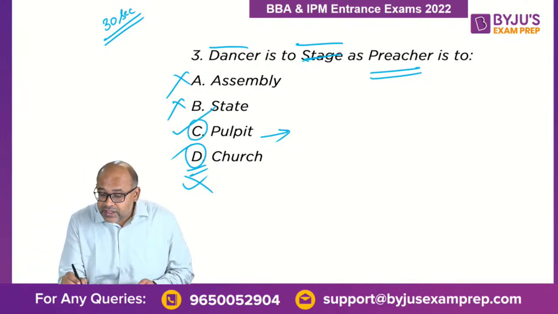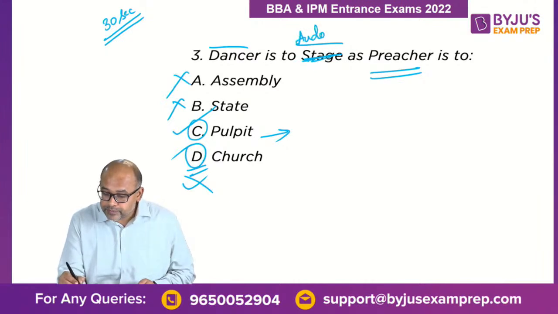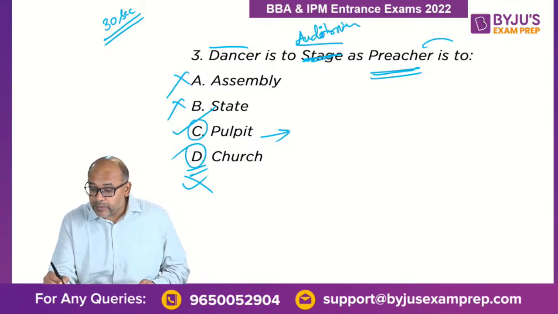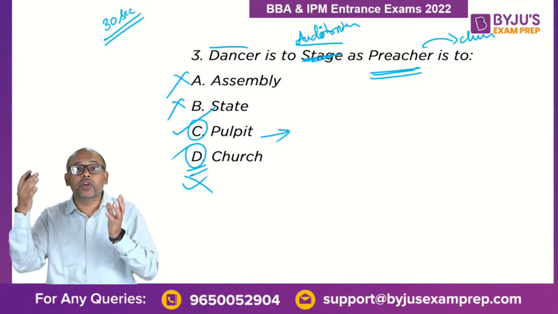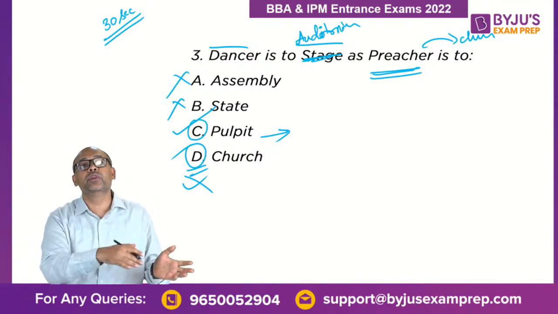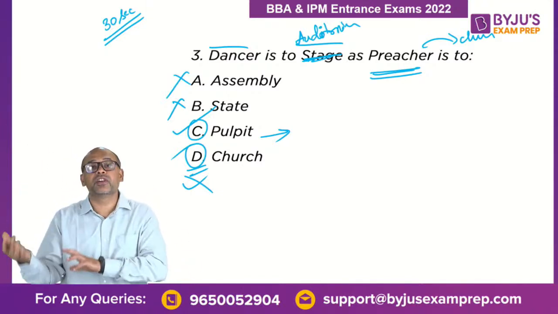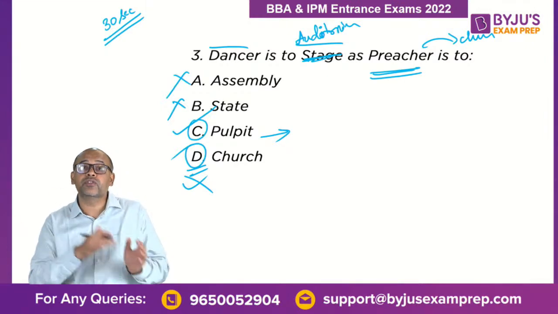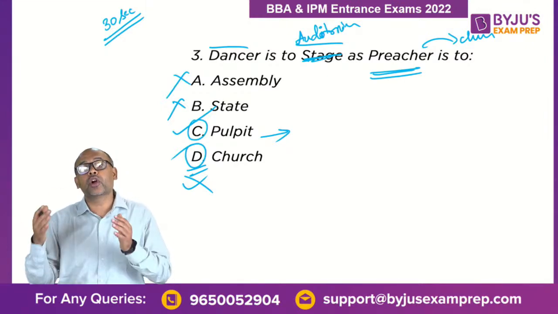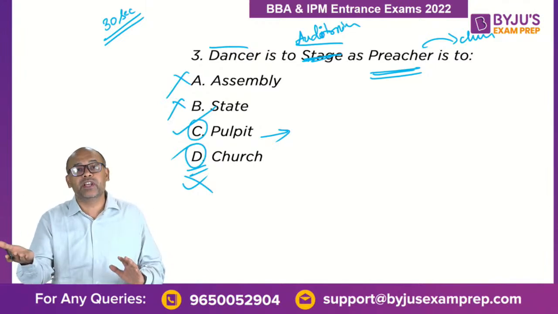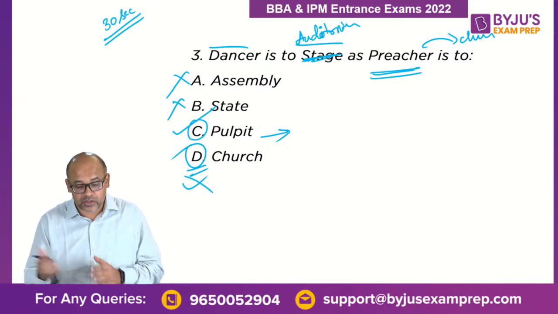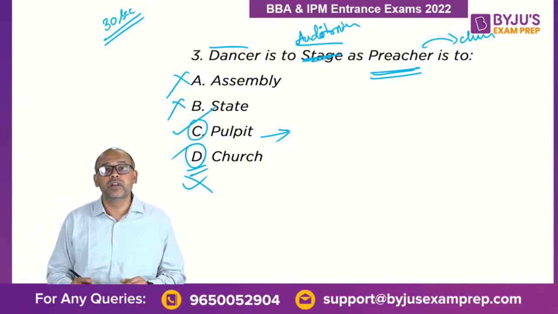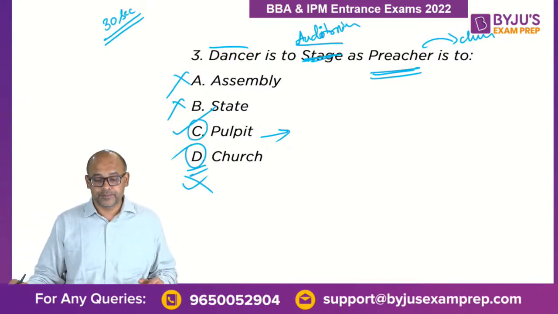Had the stage been auditorium, then preacher would have been church. Because an auditorium has a stage, but inside the auditorium, you dance. Similarly, inside the church, you preach. Then church would have been the correct answer. But here, you're talking about dancing on top of a stage. So similarly, preaching standing where? On top of something. So that has to be pulpit and not church. Clear? So that's your correct answer.